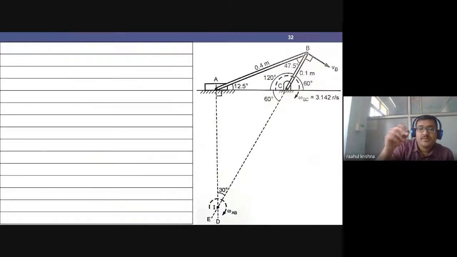So now my VA is acting in this direction, my VB was acting in this direction, and I am able to locate my ICR here. Now in this triangle here, I have some more.